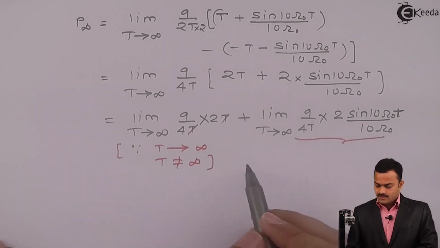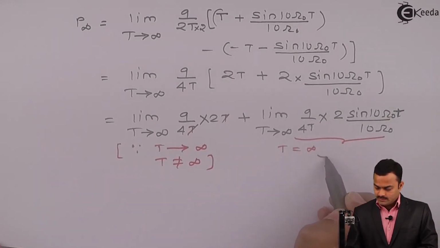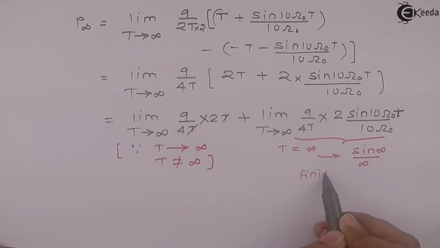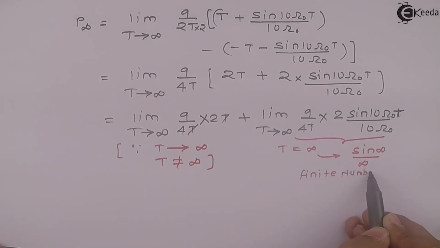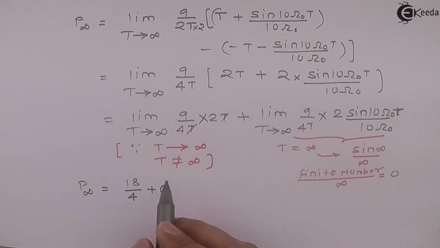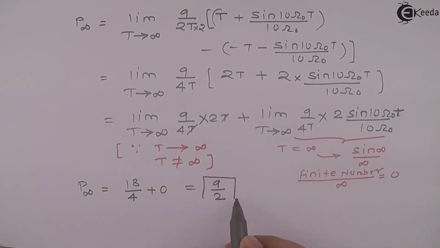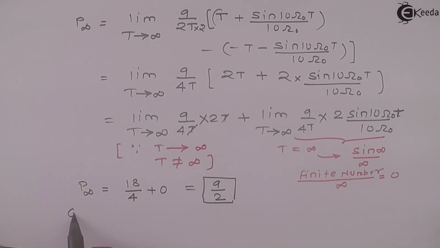For this, if we apply the limits by replacing T with infinity, you will get sine infinity upon infinity, and sine infinity is a finite number. So in the end we will get a finite number upon infinity. Anything upon infinity will be 0. So if you consider all this, I'll get P infinity as 18 by 4 plus 0, and 18 by 4 is nothing but 9 by 2. So the power is finite, hence the given signal is a power signal.